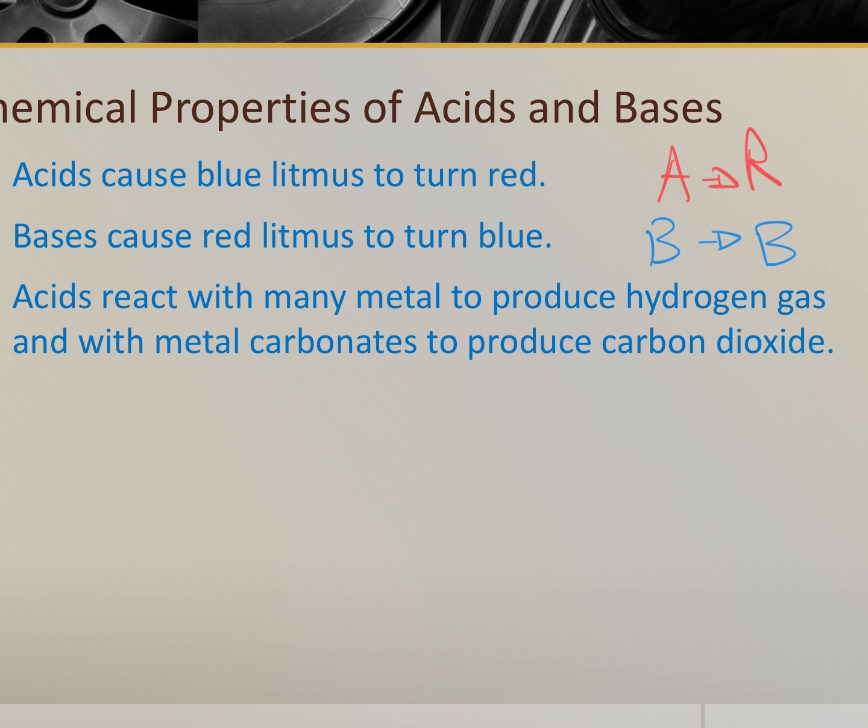Once again, acid reacts with metal to produce hydrogen gas. And so if I dissolve some calcium or some iron or some zinc in acid, you will see hydrogen gas come out. Remember our copper lab, when we dissolved the copper in acid, the gas came out.